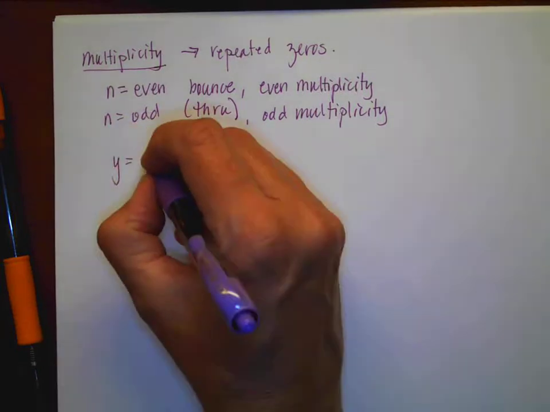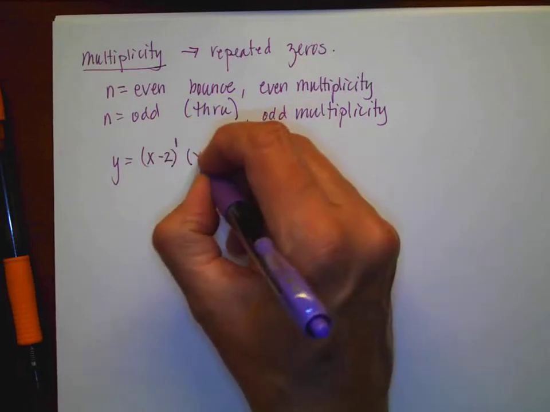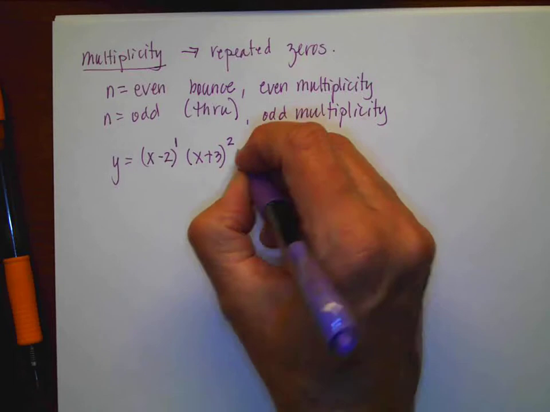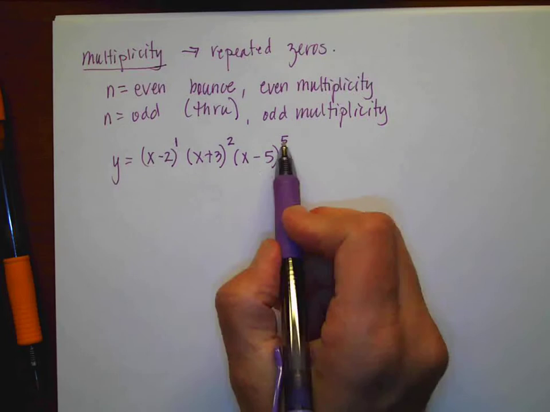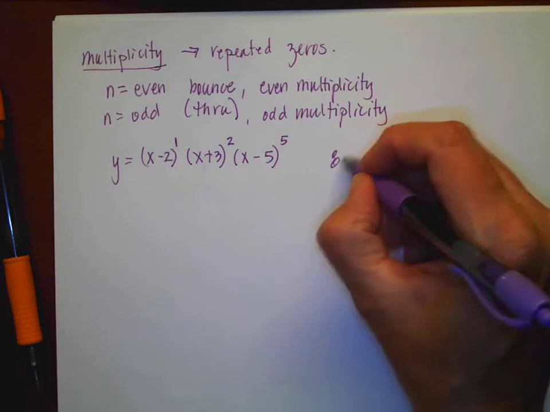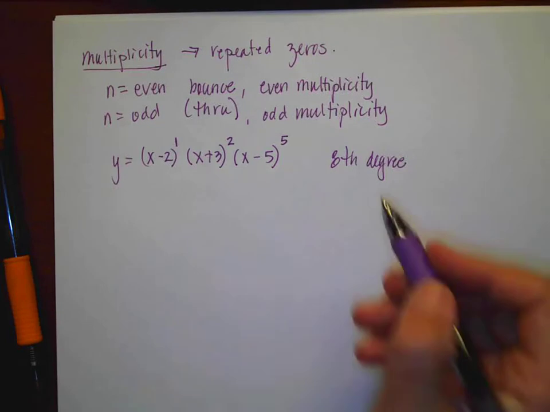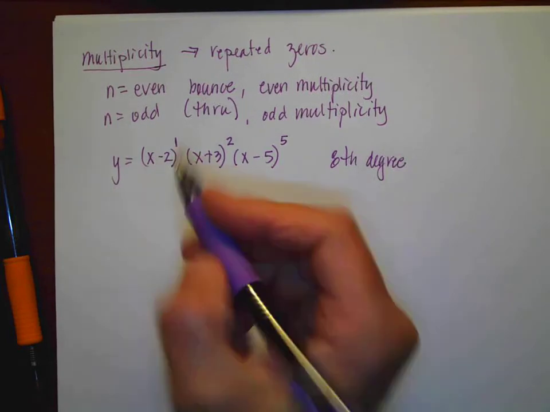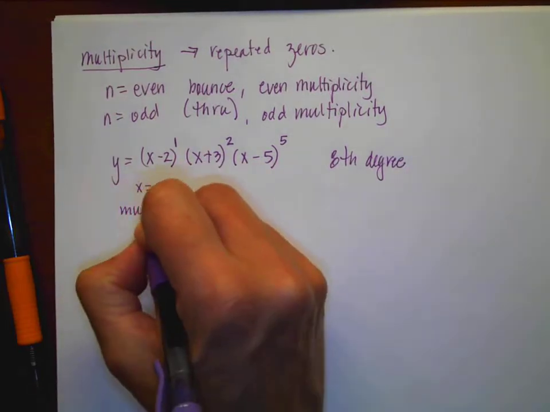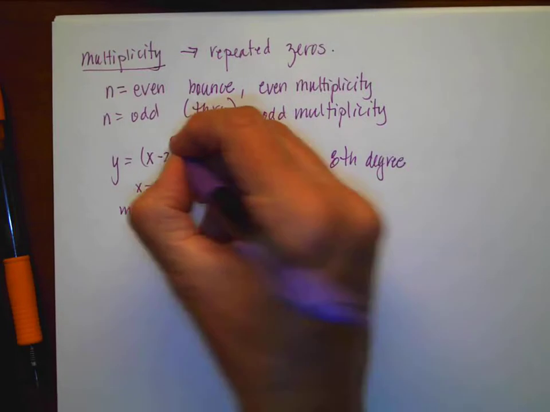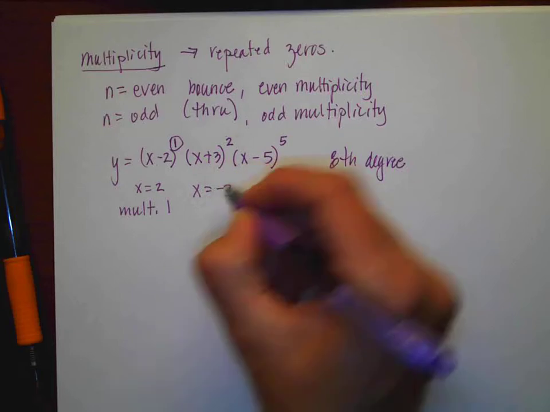All right, so the easiest way to talk about multiplicity is, let's say I have a function written in factored form, and it looks like x minus 2 to the first power, x plus 3 to the second power, and x minus 5 to the fifth power. This would be an 8th degree, so that means the highest power would be an 8, and it also means that this particular zero, x is 2, would have a multiplicity of 1, because the power determines the multiplicity.